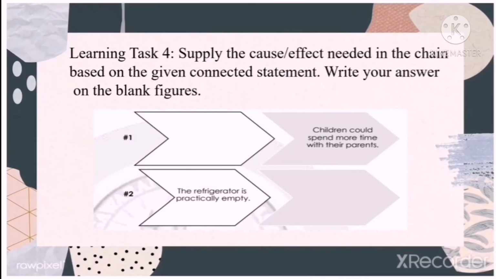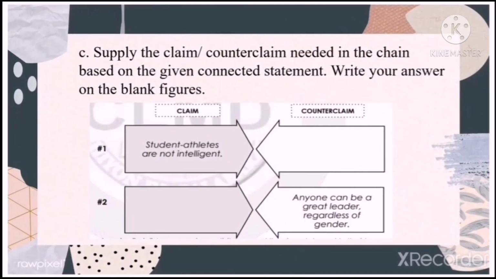For learning task 4, supply the cause and effect needed in the chain based on the given connected statement. Write your answer on the blank figures. Supply the claim, counterclaim needed in the chain based on the given connected statement. Write your answer on the blank figures.